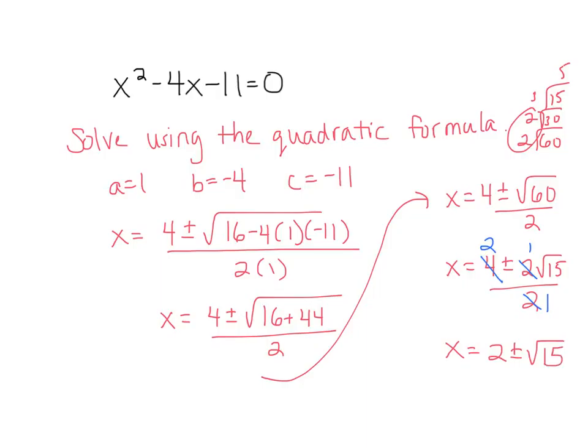If one of these three wasn't reducible, I couldn't. So if this 2 was a 3, for example, I would have stopped right there.